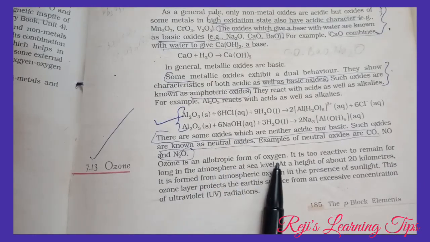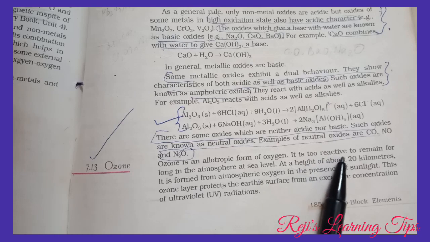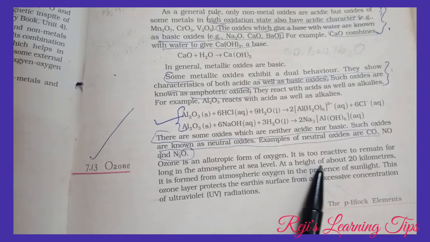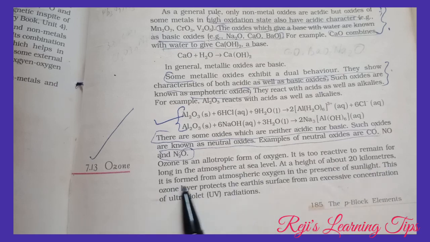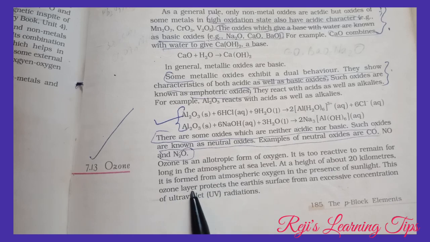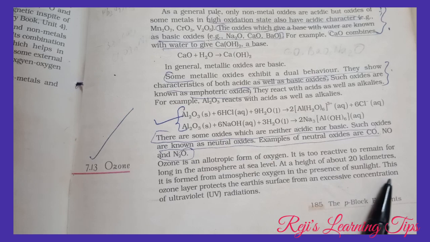Ozone is an allotropic form of oxygen. It is too reactive to remain for long in the atmosphere at sea level. At a height of about 20 kilometers, it is formed from atmospheric oxygen in the presence of sunlight. This ozone layer protects the Earth's surface from an excessive concentration of UV radiation. That we already know.